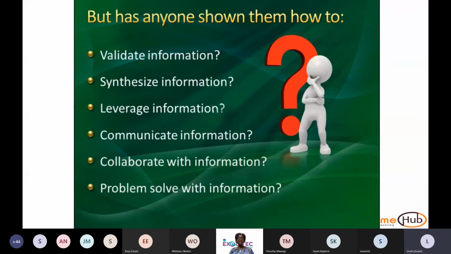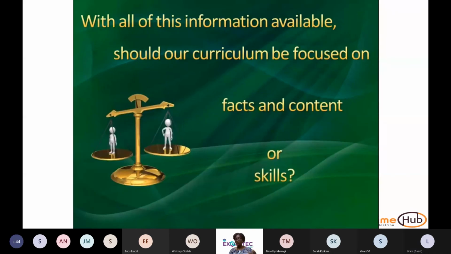Have we shown them how to validate information, how to synthesize information? The information is there, we know. How to communicate that information, how to collaborate with information. A lot of times they say the students can always get these things anywhere, but they need guidance in knowing how to validate what they find online. How true is it? Is it authentic? They need to learn how to do all those things and problem solve with this information that is at the tip of their fingers.